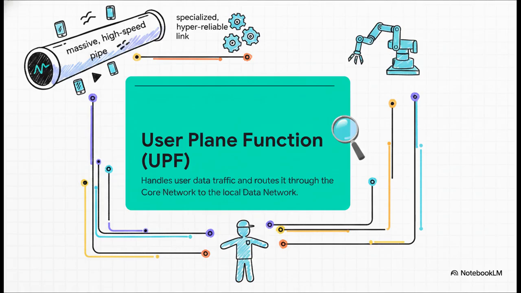The exact same core infrastructure can act as a massive, high-speed pipe for a smartphone streaming a movie and simultaneously act as a highly specialized, hyper-reliable link for that surgical robot. The UPF is the ultimate flexible traffic cop, making this whole thing happen.